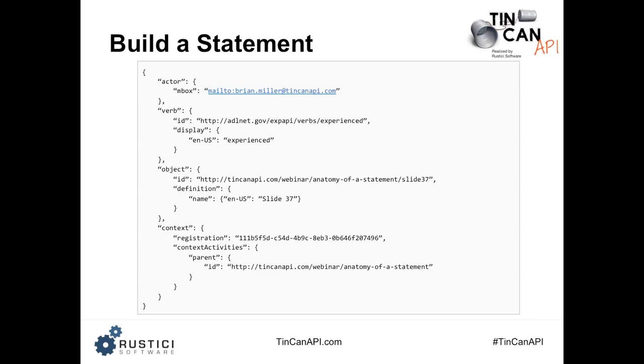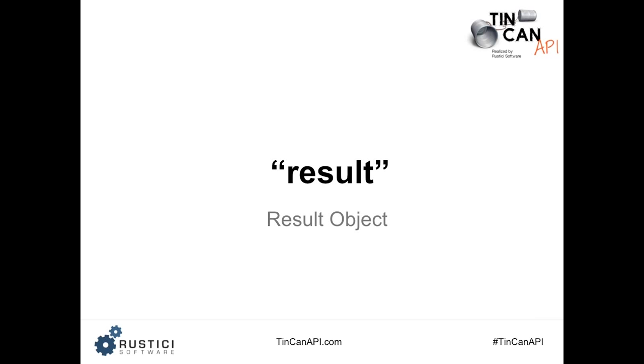So building our statement, I've switched out my object here a little bit. Rather than using the ID for the anatomy of a statement slide deck, I'm actually pointing to a particular slide saying slide 37 has been experienced. And within the context here, I have a registration that may indicate that this is the first or second time or third time that I've done this. And then I have the context activity with a parent saying that this slide 37's parent is the whole deck itself.